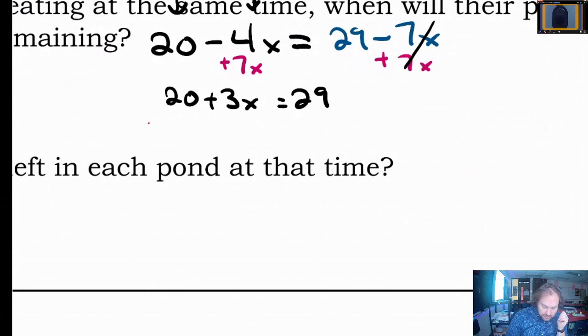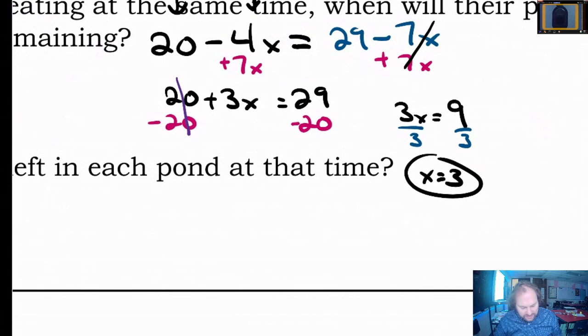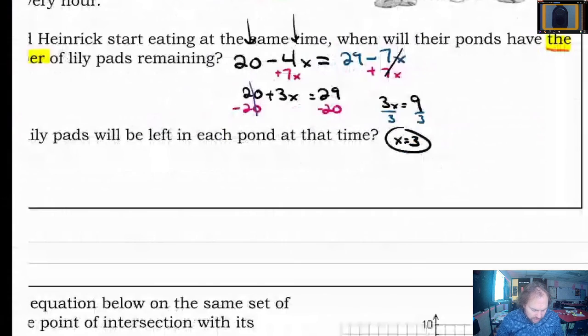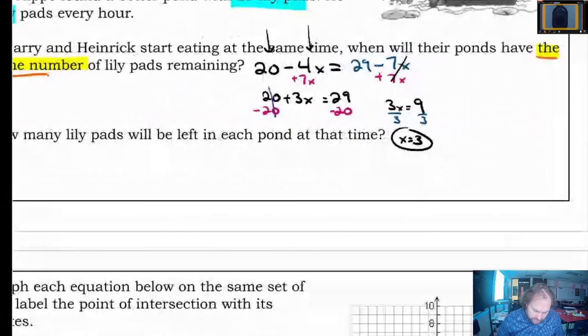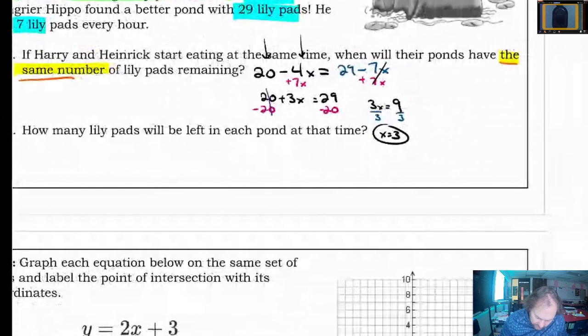Next, we'll subtract 20 unit tiles on both sides. 20 minus 20 will cancel out, and we'll have 3x equals 9 right there, and then we'll divide those 9 tiles into 3 equal piles, and we'll have 3 in each pile. There you go. I like to use the tile analogies because I think it's important. That means it's going to be 3 days, because the question is in days. 3 days.